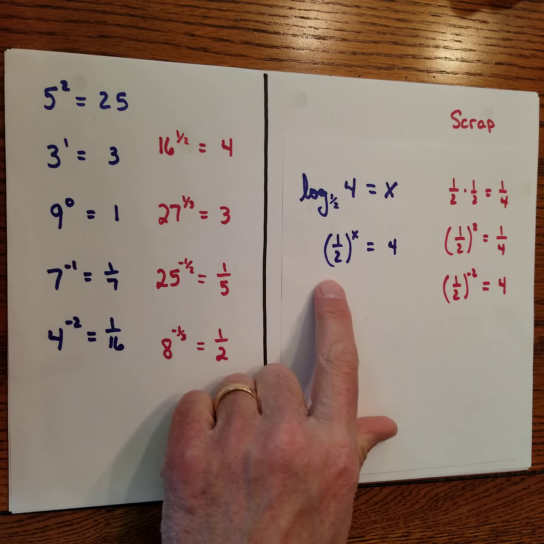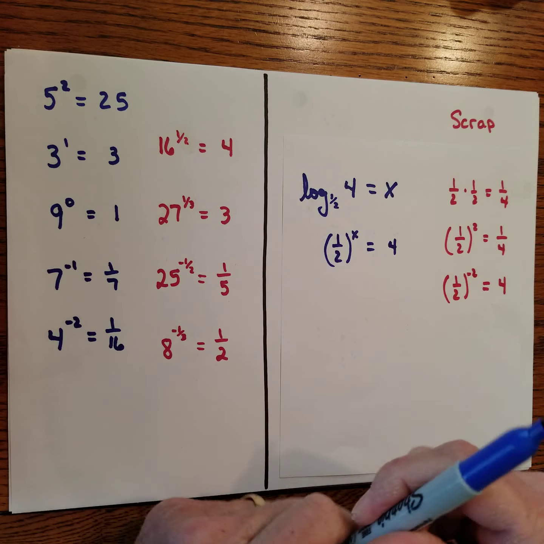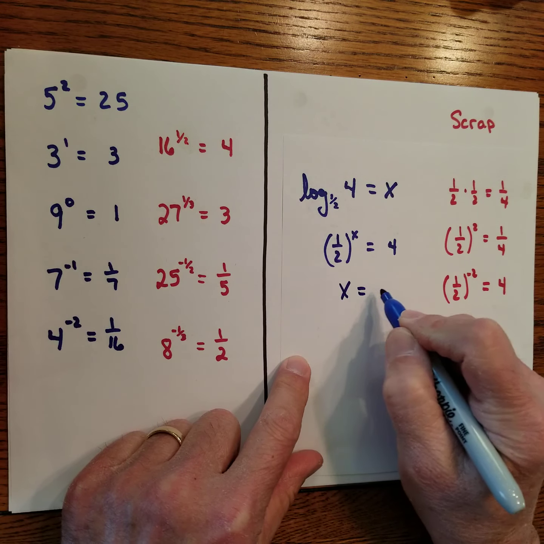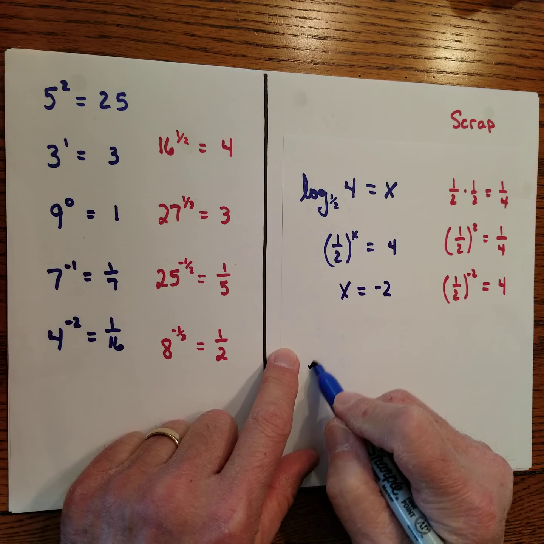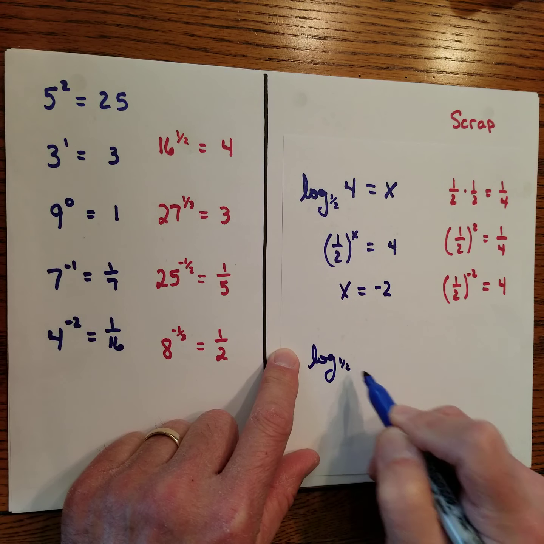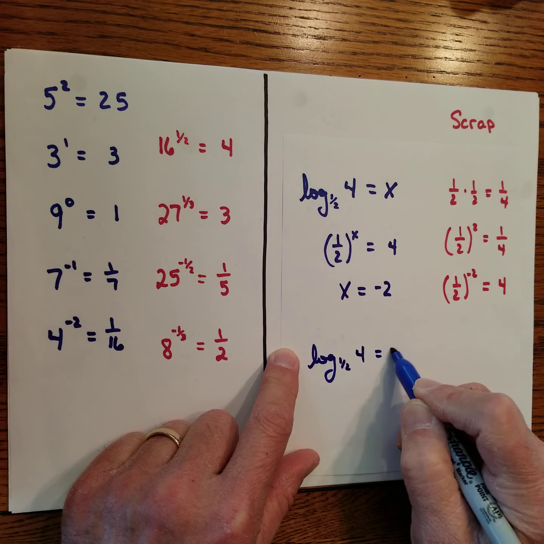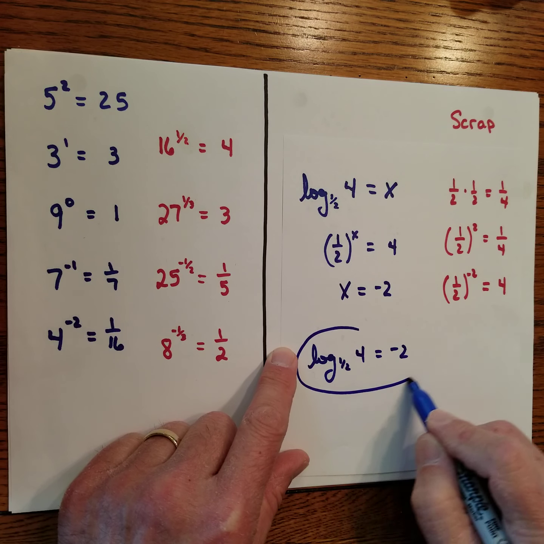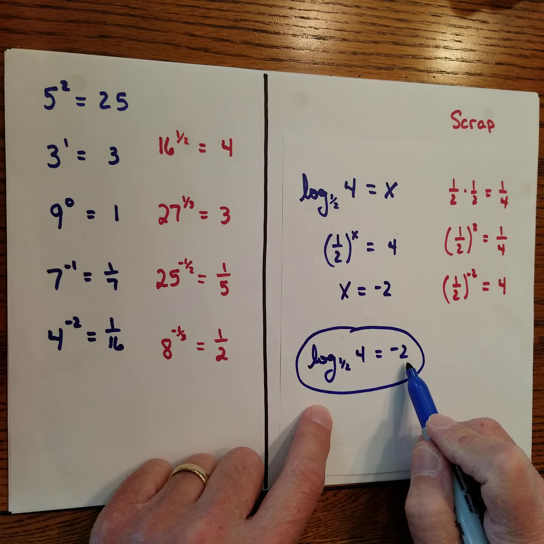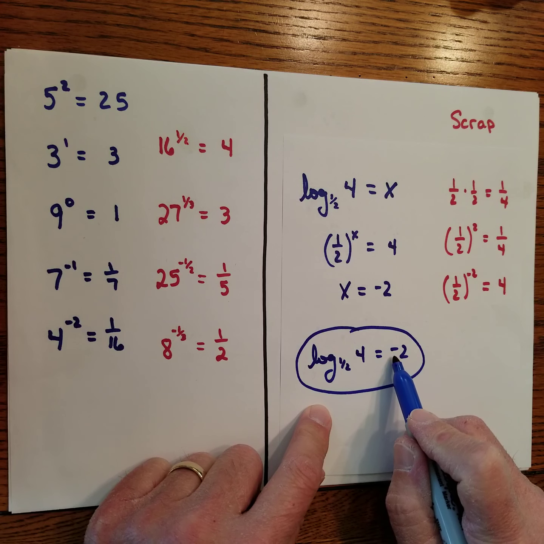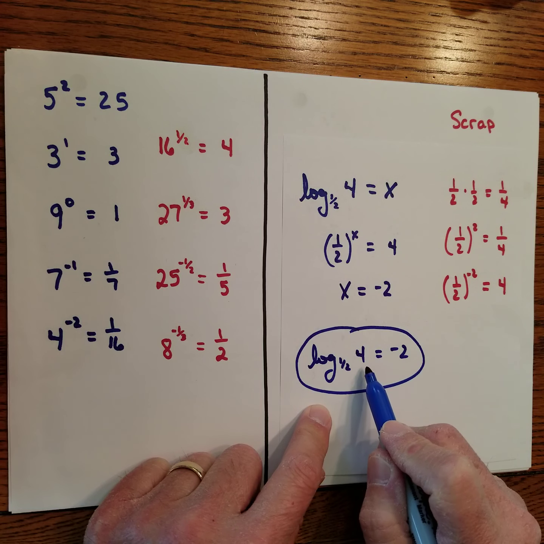So what exponent changes 1/2 into 4? It must be negative 2. Log base 1/2 of 4 is negative 2. Because if I use that as an exponent, 1/2 reciprocal and squared gives me 4.